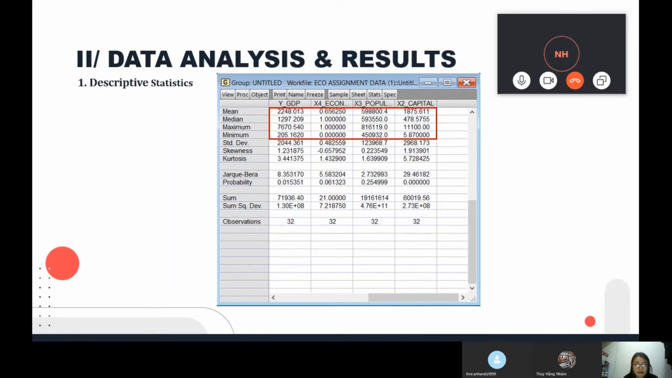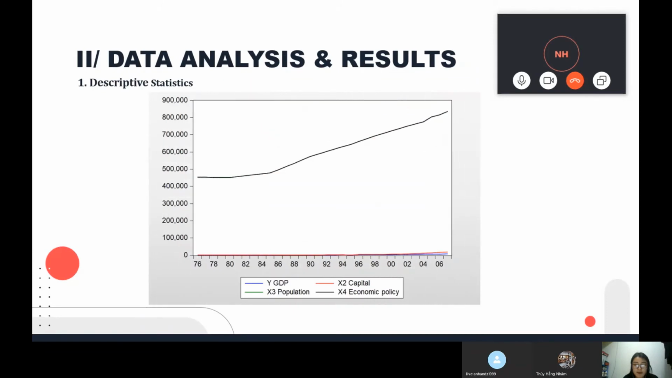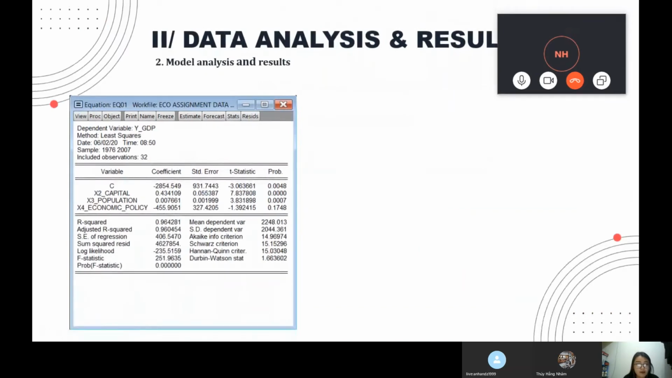And then I will show a graph of the relationship among GDP, capital, population, and economic policies. As you can see from the graph, GDP moves in the same direction as capital and population. And if we apply economic policies, GDP will decrease. And then we will come to the model analysis and result. We already have the function equal to this.